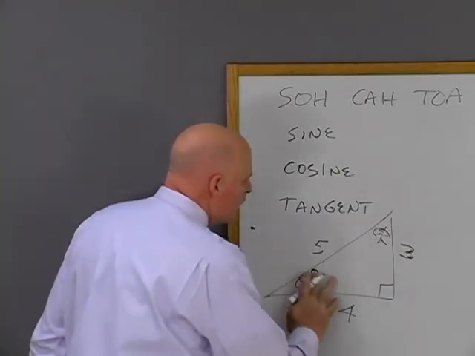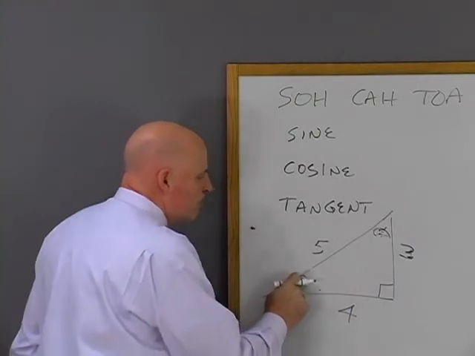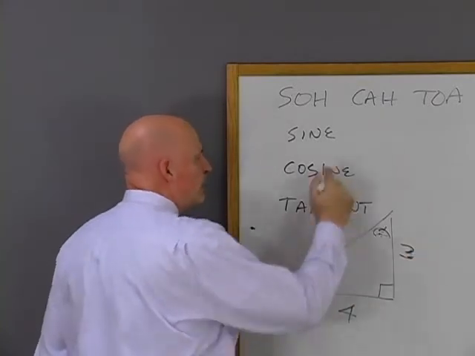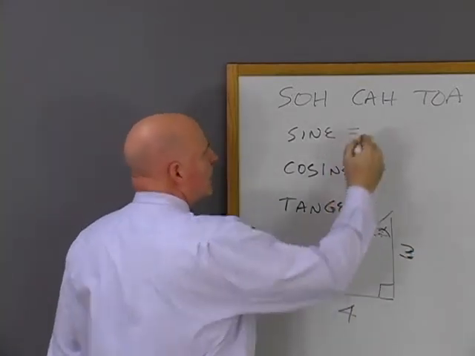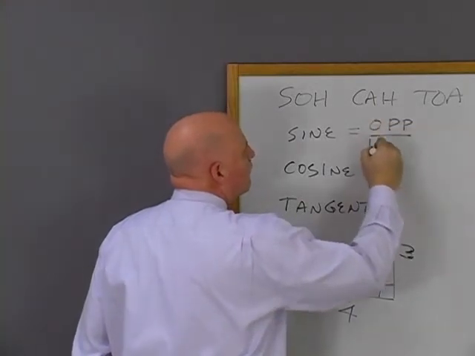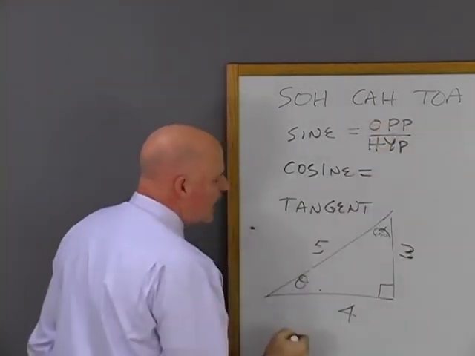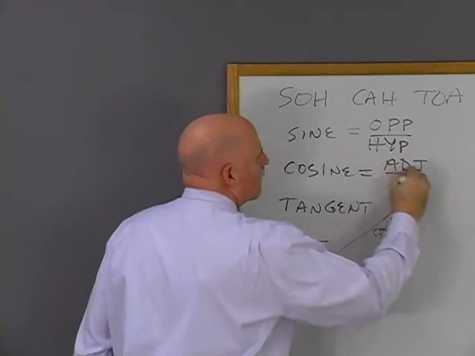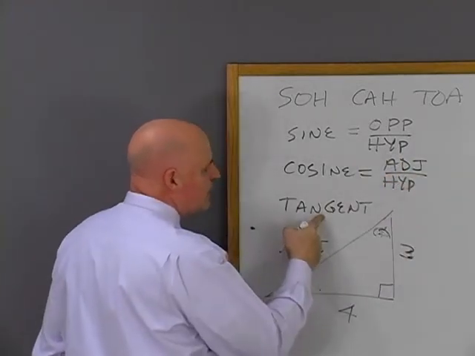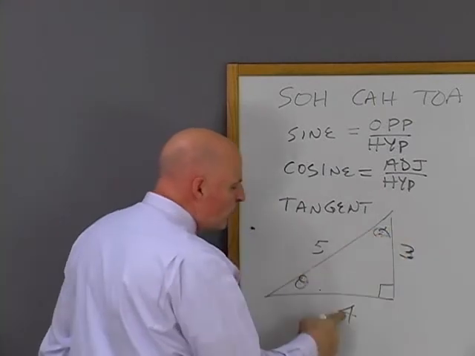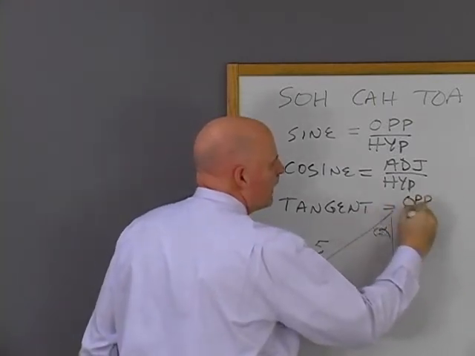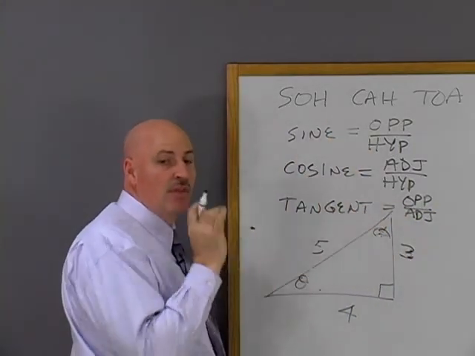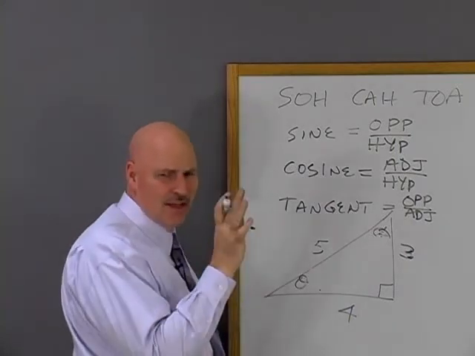So if we're going to start right here, let's say we start at theta. The sine is the opposite over the hypotenuse. Regardless of where you're standing, it's the opposite over the hypotenuse. The cosine is the adjacent over the hypotenuse. And the tangent is the opposite over the adjacent. I got ahead of myself a little bit about where I'm standing, because these ratios are the same no matter where you stand, but the numbers will change depending on where you stand. I'll illustrate that in a minute.